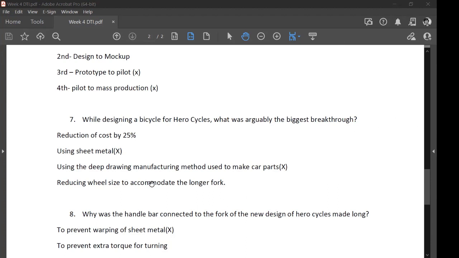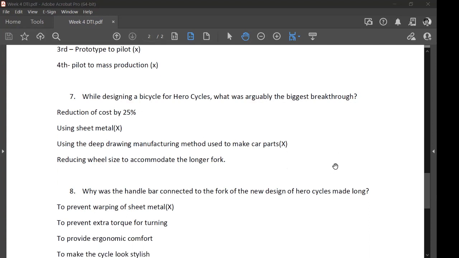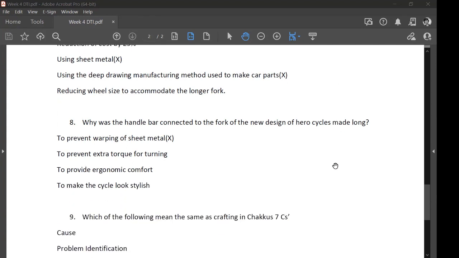So the biggest breakthrough, the underlying philosophy, is the use of sheet metal and the use of the deep drawing manufacturing method, because we use deep drawing with sheet metal. So options number 2 and 3 are the correct answers.